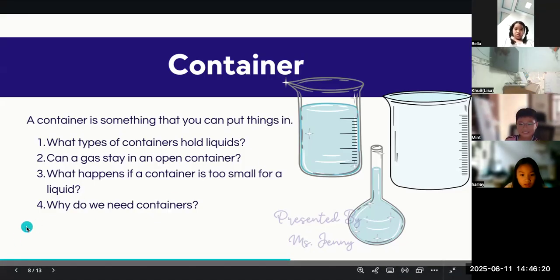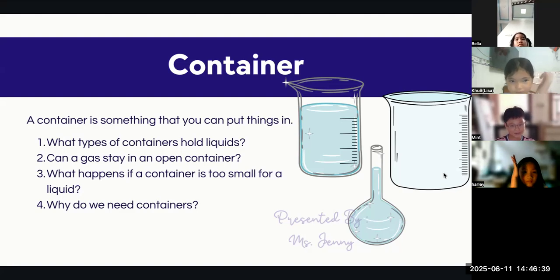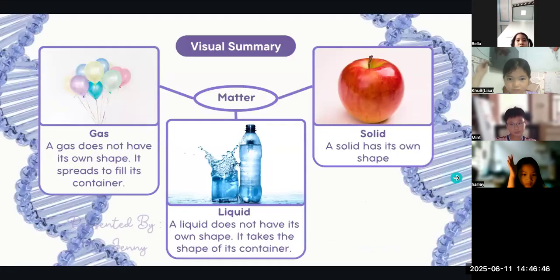Okay, so the last question, why do we need containers? Bella, why do we need containers? For cooking. Yes, for cooking. That's one thing. Mint? Because we need to hold water. Yes, we use it to hold water.